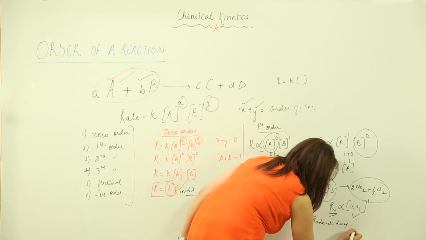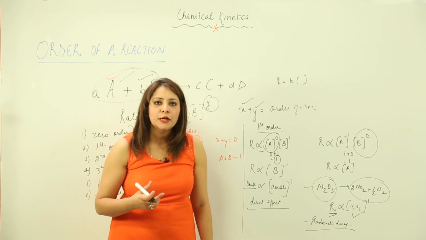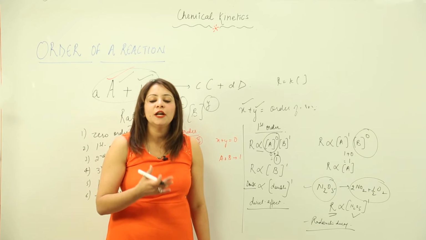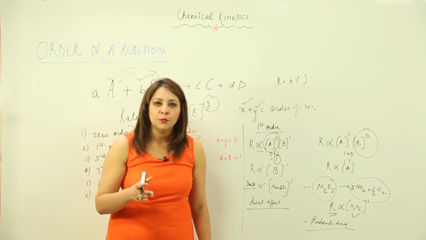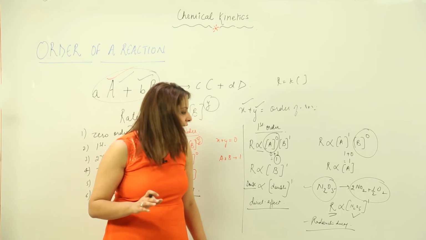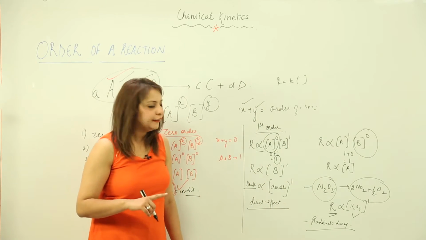So what is radioactive decay? Certain elements which have unstable nuclei, their mass starts disintegrating in the form of energy. In that case also, the rate depends upon the concentration of that radioactive substance. So all of this is included in the first order reaction.